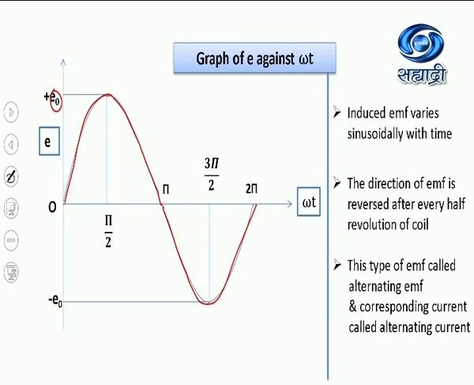This type of EMF is called alternating EMF because it is alternating in direction. In one half cycle, EMF is in one direction, in the next half cycle it is in the opposite direction, and the corresponding current is also called alternating current.